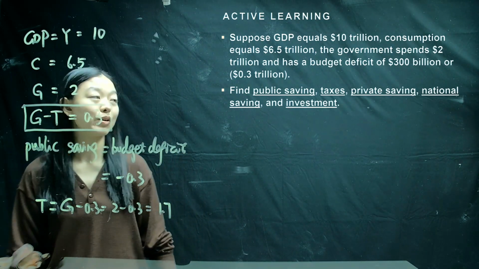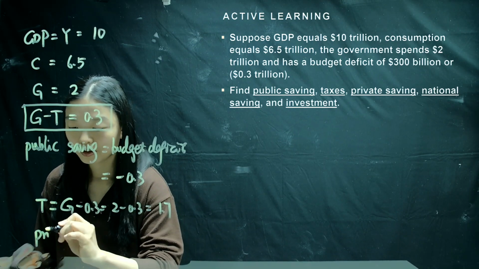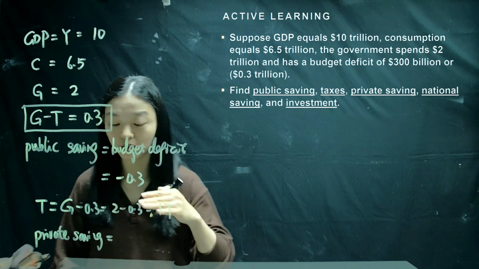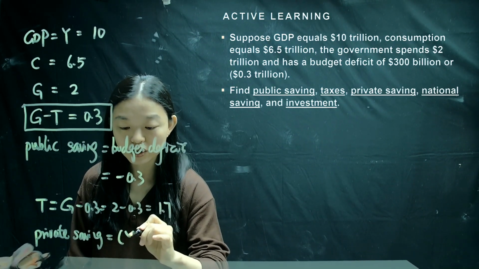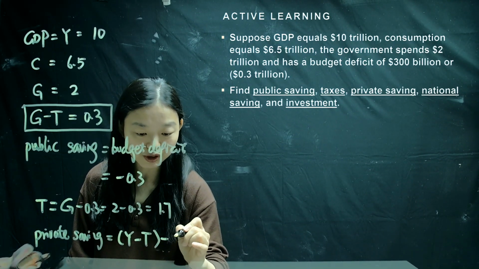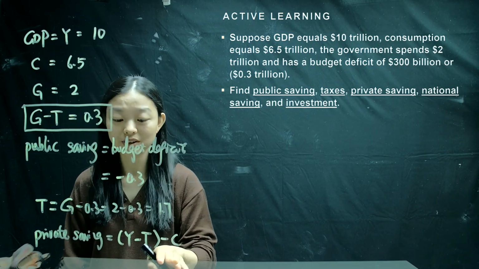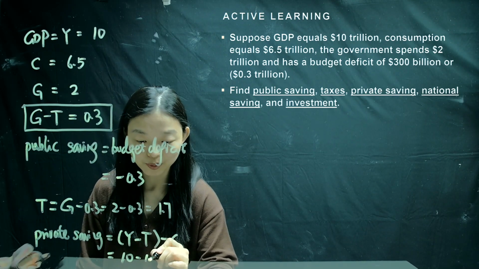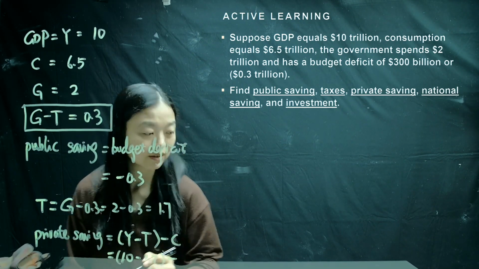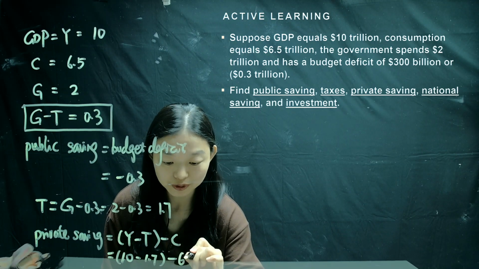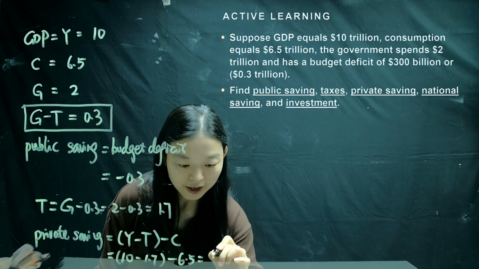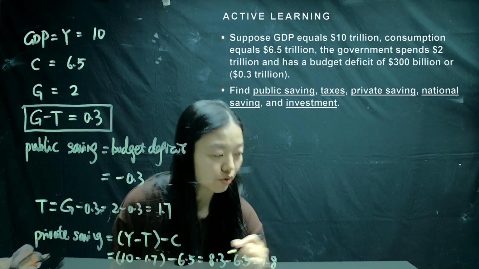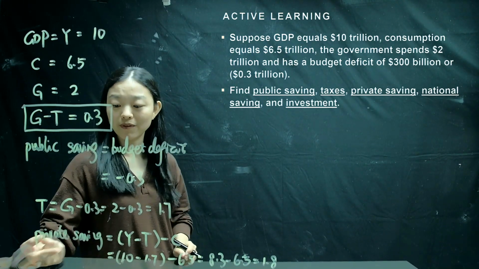And now, how about the private saving? Private saving will just equal, as we mentioned in previous slides, the GDP subtract tax and then subtract consumption. The rest will be private saving. So we have the GDP equal 10, subtract tax 1.7, and then subtract consumption 6.5. Okay, so finally we will have 8.3 subtract 6.5, which will be $1.8 trillion as the private saving.